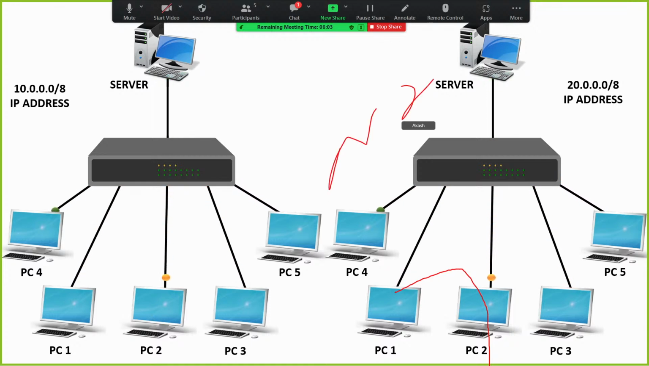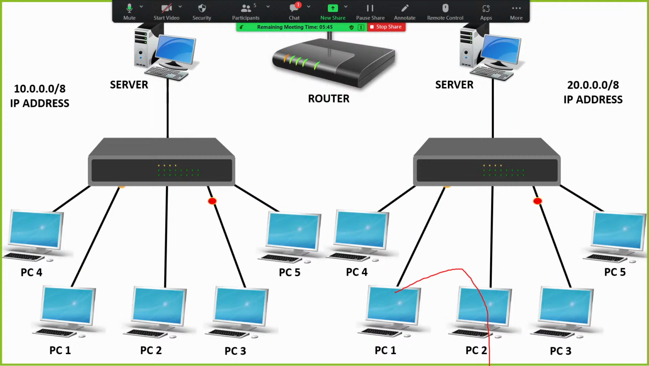Can anybody explain? No, sir. It's not possible, right? Yes, sir. It is not possible. Yeah. So, to make them communicate with each other, we use a centralized device called a router. Now, if you connect a router between them, both the networks can communicate with each other. This is the main function of a router in the network.